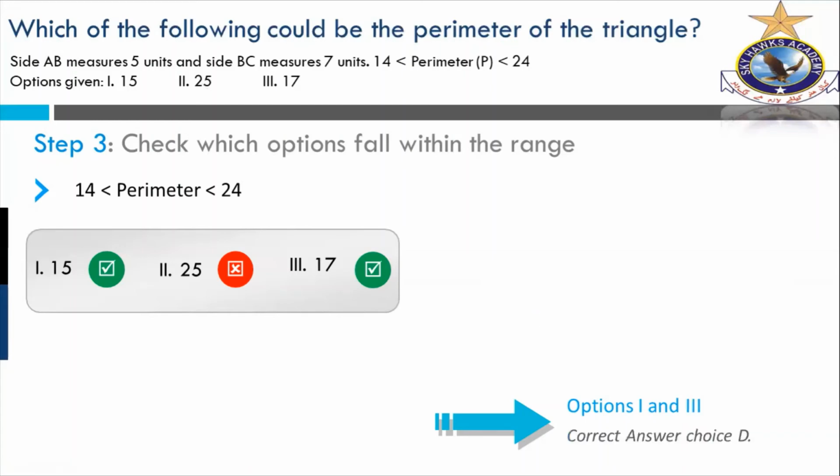So let's see. The correct answer choice is D. D in the sense that A is the first only, B is only the second one, and C is only the third one, and the next one is first and second, the other one is first and third, the last one is second and third. So these are the options over there. So you can see from here, the correct answer is D, and D says both the first and the third option, that is given in choice D.